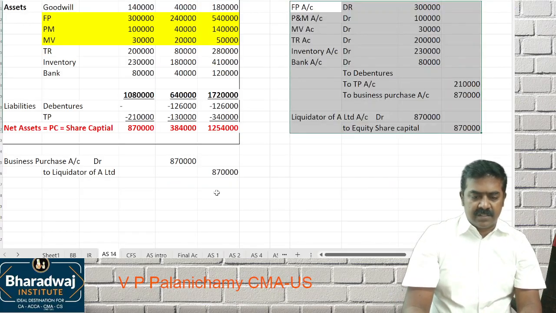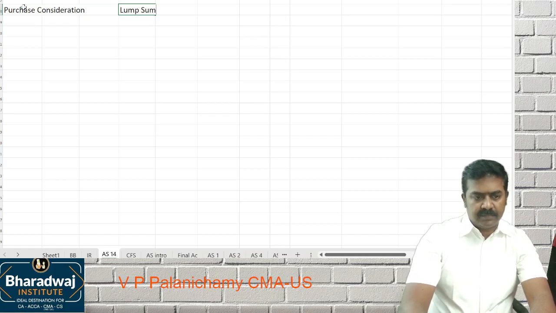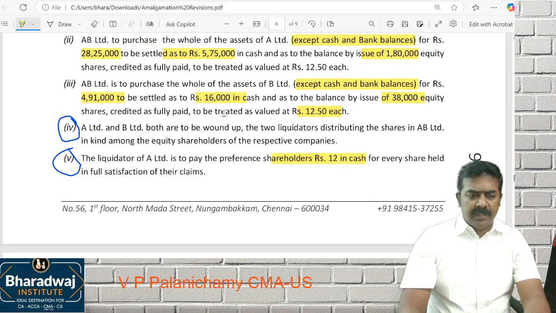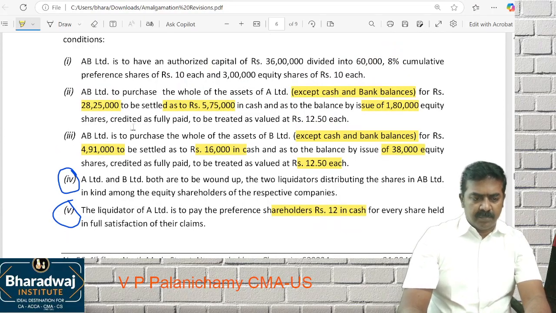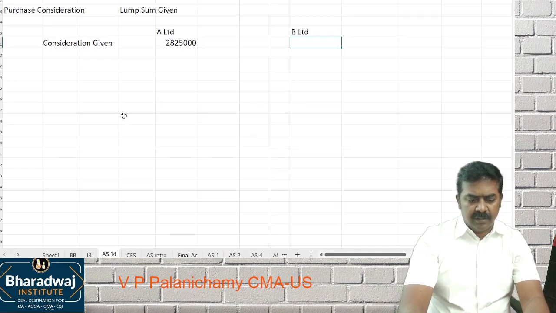First, let us work out purchase consideration. Start. It is given as a lump sum. Okay, which company? Each company? A Limited, B Limited. Then consideration is given. We are taking over all assets except cash. For A Limited and B Limited, all assets what? Except cash and bank balances. How much for the first company? 28 lakh 25,000. Second company 4 lakh 91,000.